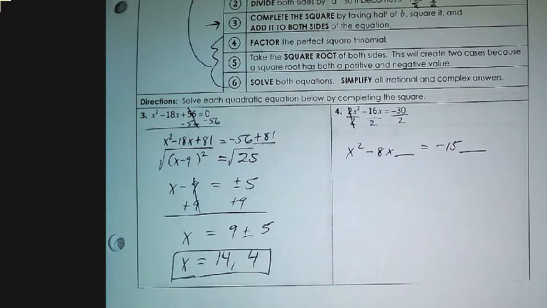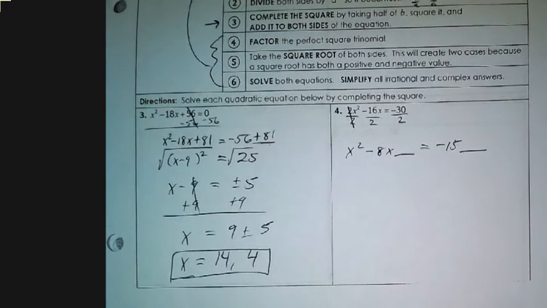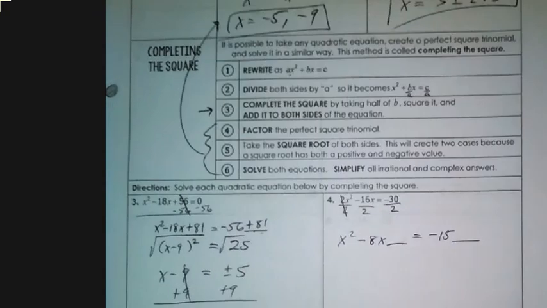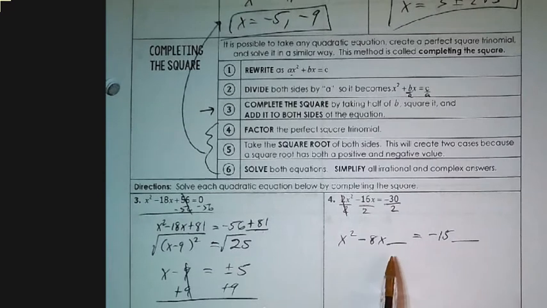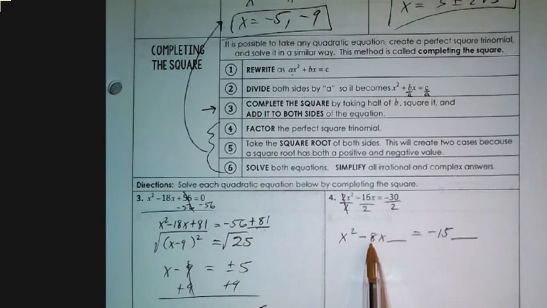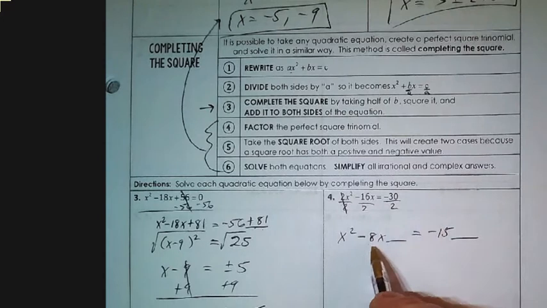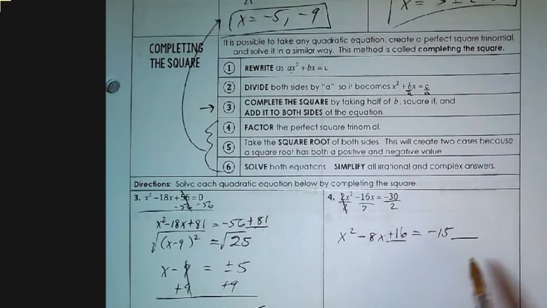Alright, so now we're good. Now we're back in the situation where we need to be when it comes to completing the square. So now we're in good shape to solve this by completing the square. We're going to take half of negative 8, which is negative 4, and square that, which is 16. So we add 16 to both sides.